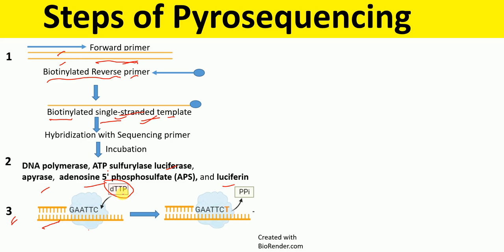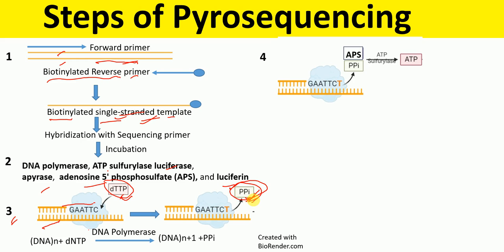So the addition of dNTP here causes the release of pyrophosphate molecule. The addition of dNTP to this strand causes the release of pyrophosphate molecule, and the release of pyrophosphate is in equimolar quantity with the amount of dNTP added. So from this step, we have gotten the pyrophosphate molecule.